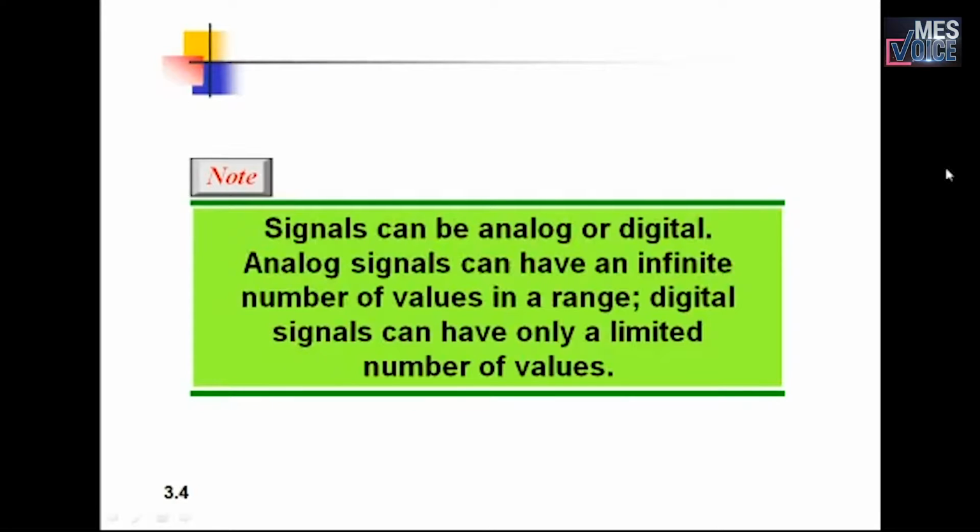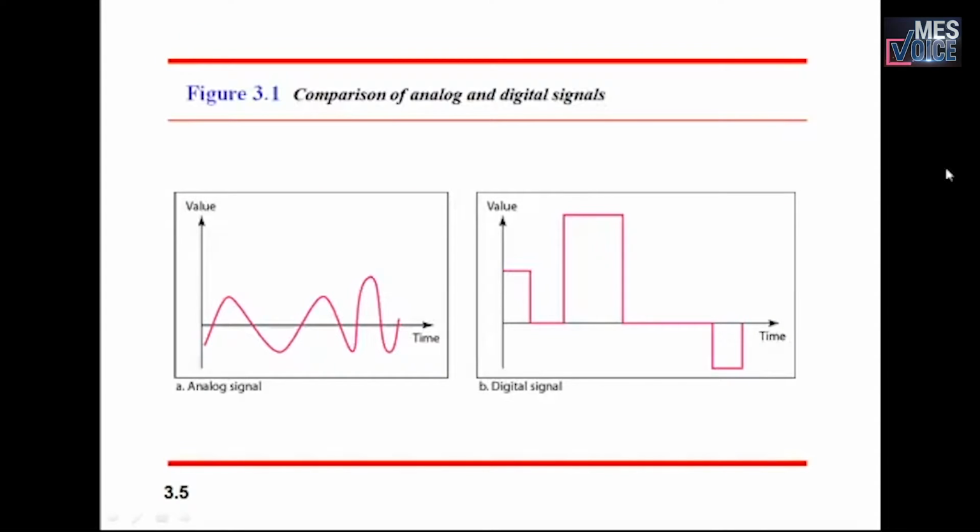As you know, analog signals can have an infinite number of values in a range. Digital signals can have only a limited number of values. The figure shows a non-periodic analog signal on the left-hand side and a non-periodic digital signal on the right-hand side. The differences between them are self-explanatory. You can easily recognize that the analog signal assumes a continuous range of values, whereas the digital signal clearly has a limited set of signal levels.